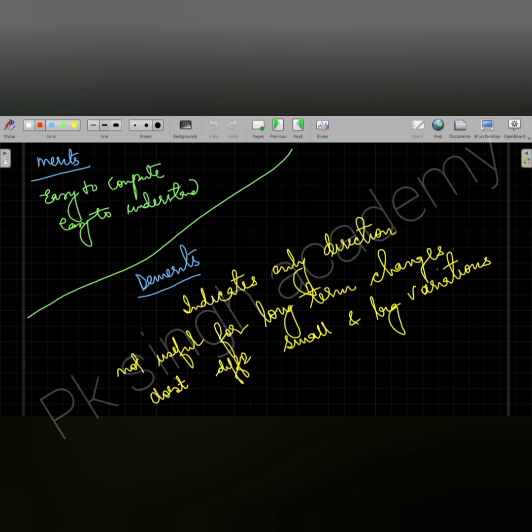Now we'll see the merits and demerits. The merits: it is easy to compute and easy to understand, because we only have to put a sign over there. And what is the demerit? The basic demerit is that it indicates only the direction, and it is not useful for long-term changes. If there is a small and a big variation, how will we know? Because we are just putting a sign, we cannot depict by how much the quantity is increasing or decreasing. This is the basic demerit of the concurrent deviation method.